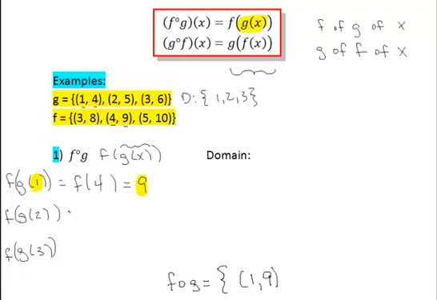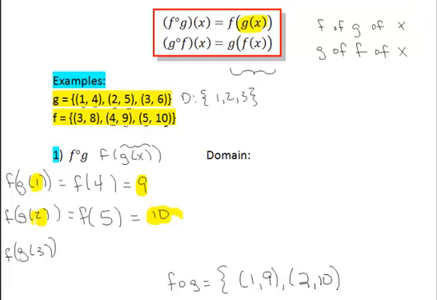So then what is g of 2? G of 2 is 5. And what is f of 5? F of 5 is 10. So this time you put in a 2 and you got out a 10. So we would have another ordered pair, 2, 10.